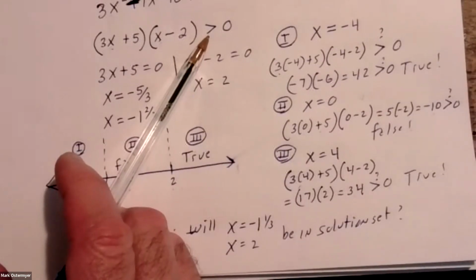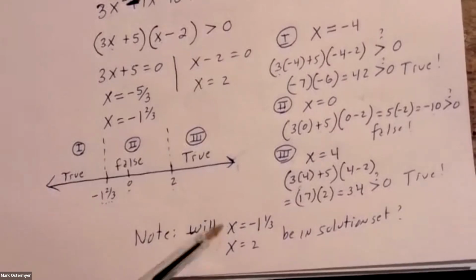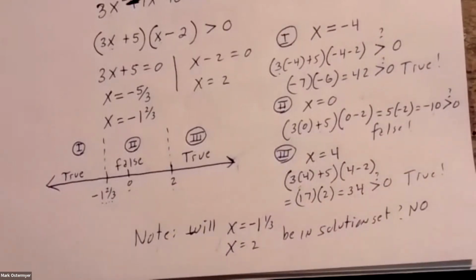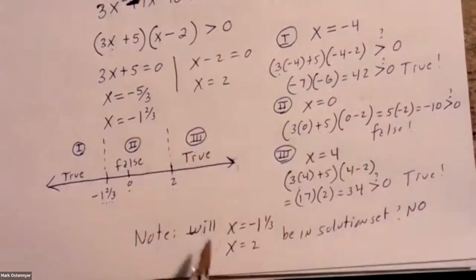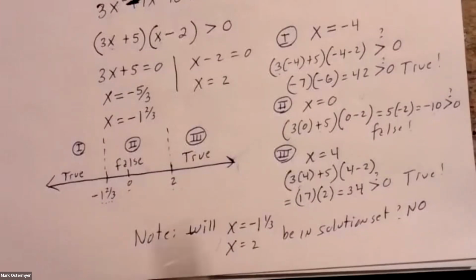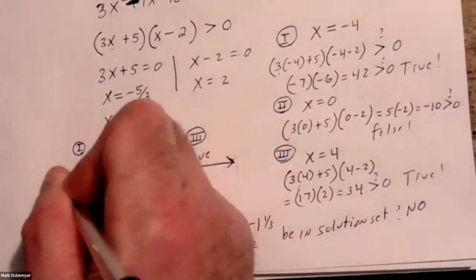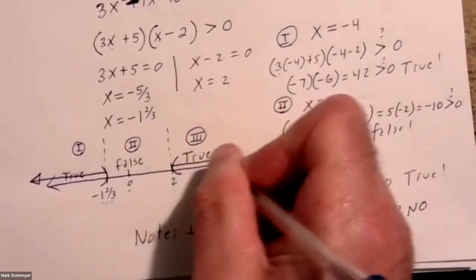Because I don't have the equal sign as part of my inequality, these critical values or significant values will not be in the solution set. Therefore, do not include them. If I had greater than or equal to, if I had an equal sign as part of this, yes, these would both be in the solution set, but they're not. So I have a parenthesis and I shade to the left. Then I have an open parenthesis on 2, shade to the right.